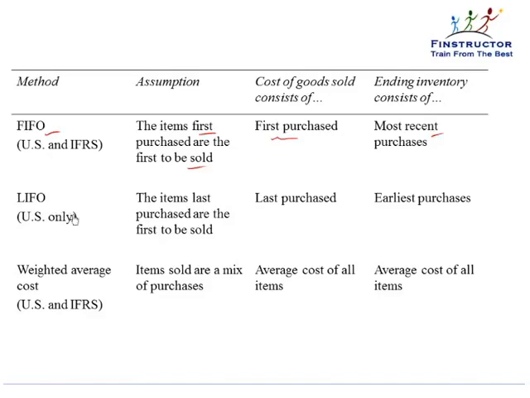LIFO, allowed under US GAAP, assumes that the items purchased last are the first to be sold. So COGS in the income statement would consist of the last purchased goods, and the ending inventory would consist of the earlier purchases. Weighted average cost assumes that items sold are a mix of purchases. So the cost of goods sold and ending inventory would both be the weighted average cost of all items.